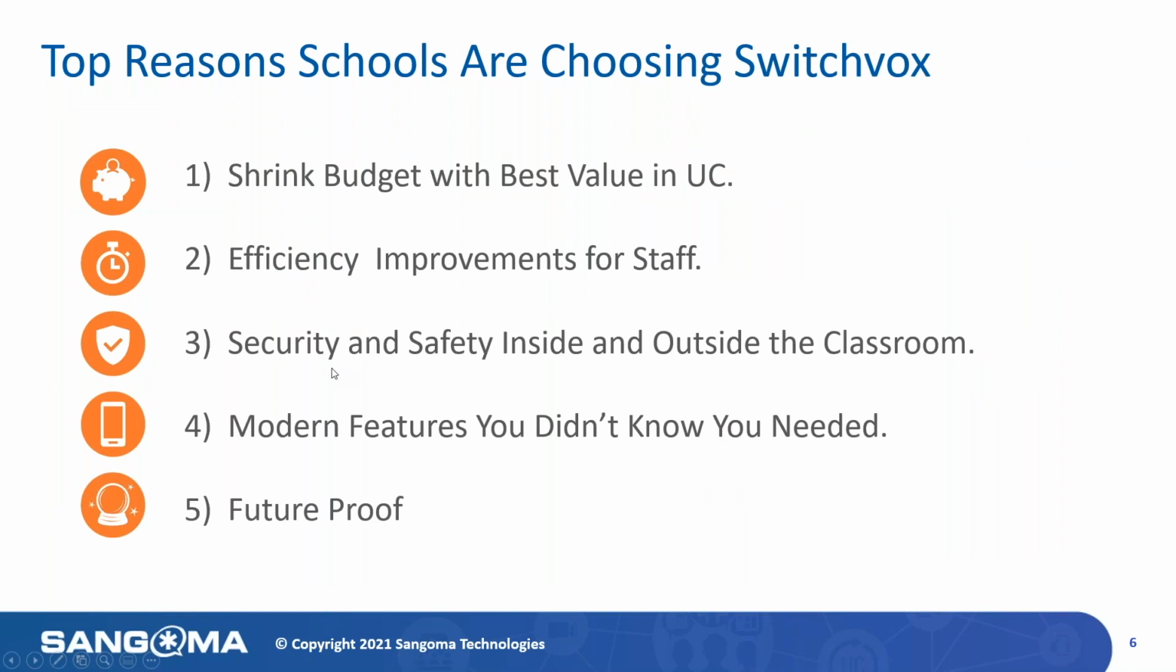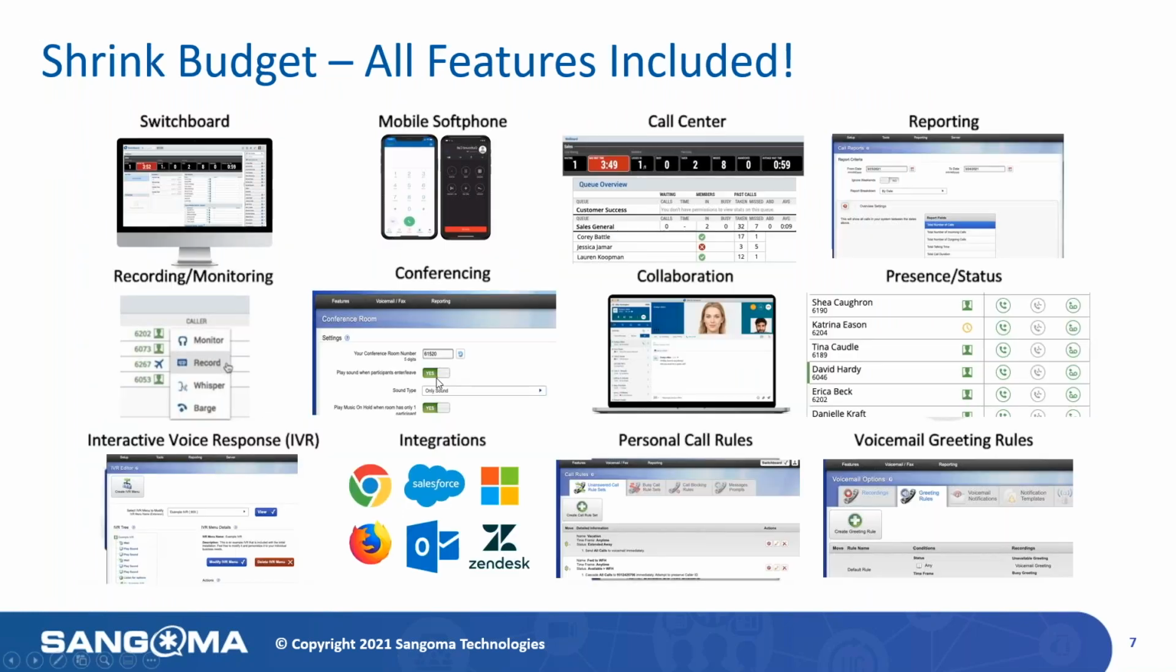So what are those things that education schools require, and how can we fit those? So one of the things is that we can shrink your budget, your telecom costs with our platform, and we'll be discussing this a lot more actually on the very next slide. We can improve efficiencies for your staff. We can add security and safety inside and outside of the classroom. We can deliver modern features that you might not know that you need if you're on a legacy system, and our platform is future-proof as well. So let's start with shrinking budget.